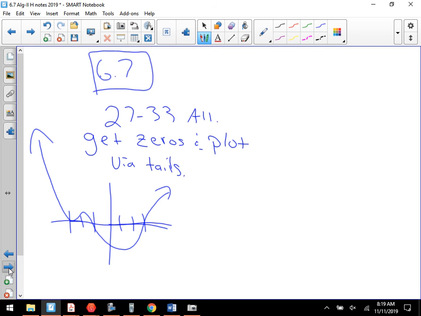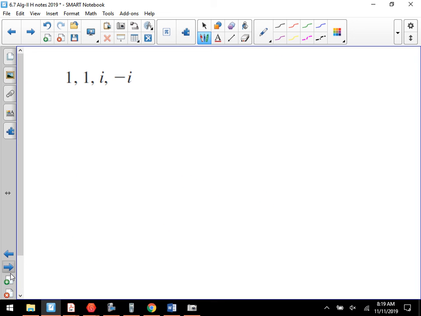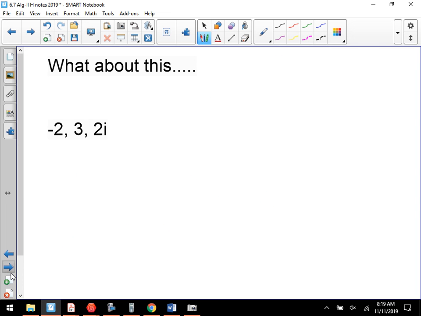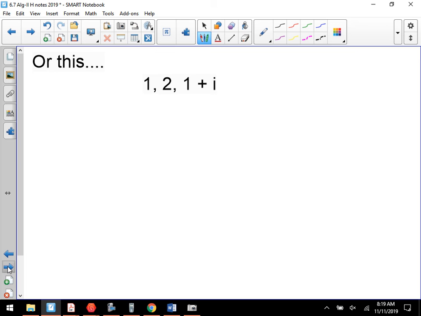Let's see if I had the other one here. I just did that. Okay. This is the worst case scenario. If there's 1 plus i, which means there should be a 1 minus i. Now, this is where it gets a little goofy. The other ones are easy. These two are pretty straightforward.